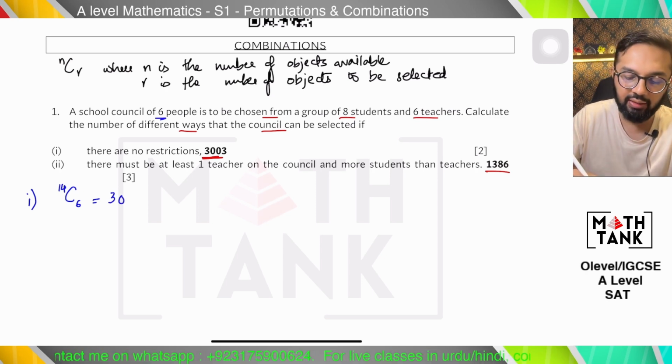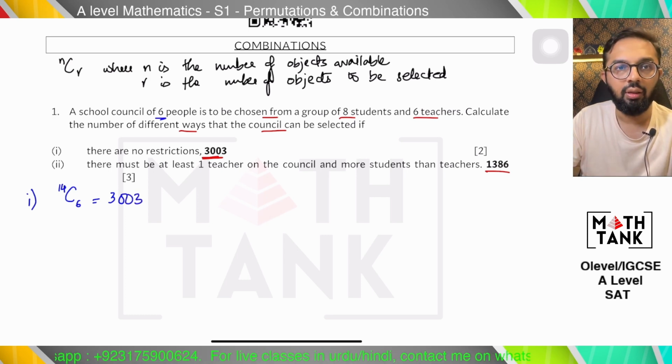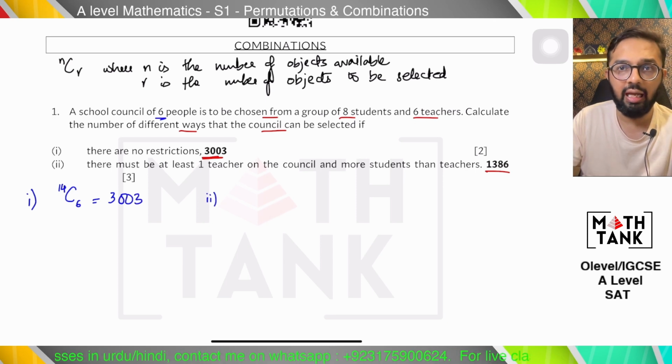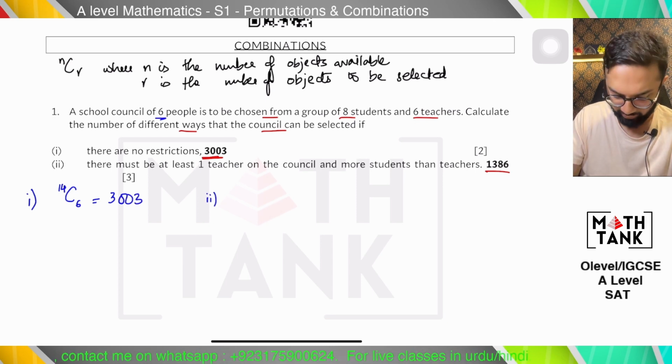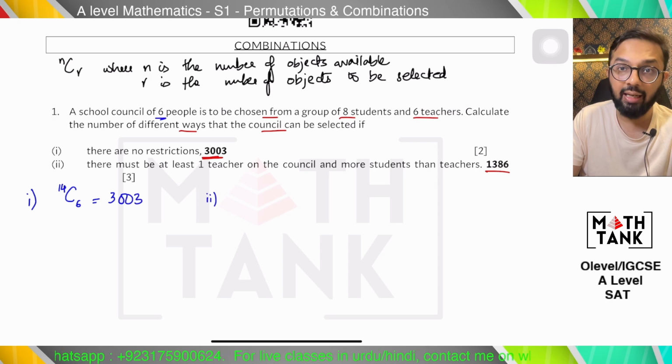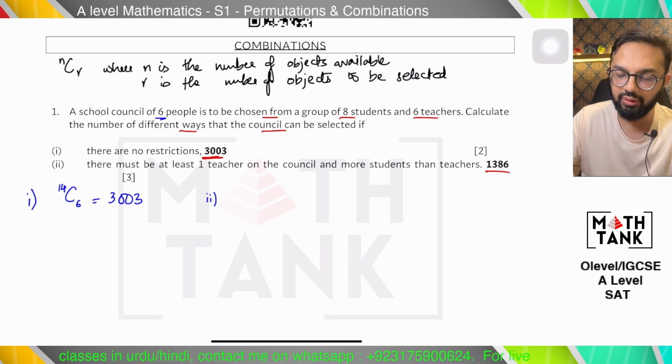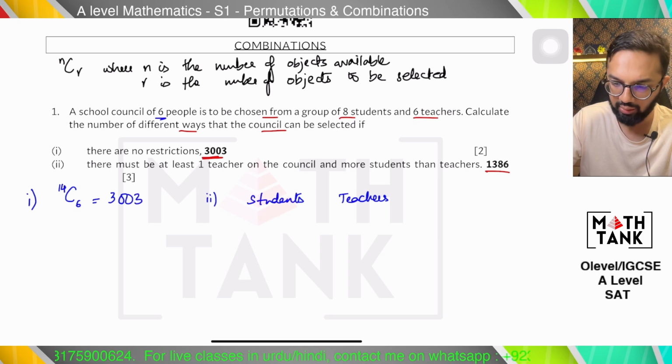That's 3003. Okay, that's what we were looking for. So there were 14 people available and six people were to be selected. Let's talk about part two. There must be at least one teacher on the council and more students than teachers. Okay, so students, teachers, let's write that down because there is a restriction now.